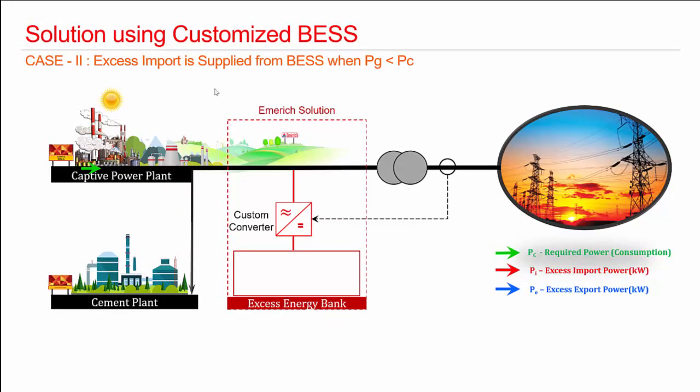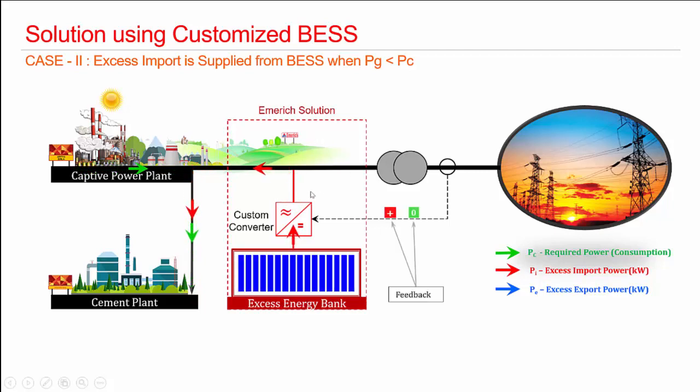Now in case 2, excess import is supplied from the BESS when power generated is lesser than the power consumed or required power. As you can see, this is a transient condition. We have to understand that in a floating grid condition, whenever the kilowatt is being generated, that feedback will be given to the customized converter. Based on the availability of the storage unit, it will discharge the required amount of power, or the maximum its capacity allows, to the plant, thereby avoiding the import. As you can see, no power is being imported. So this is case 2.